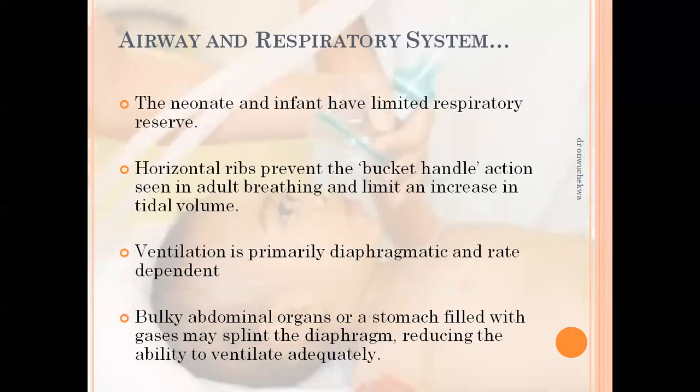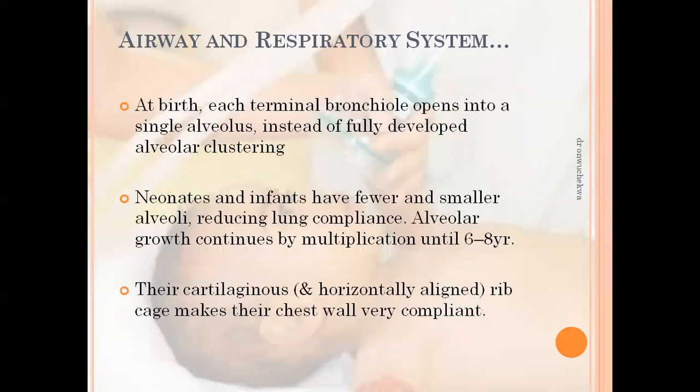So the neonate and infants have limited respiratory reserve. Horizontal ribs prevent the bucket handle action that is seen in the adult and limit the tidal volume. So the ventilation is primarily diaphragmatic and rate dependent. Because of this, there could be diaphragmatic splinting from intra-abdominal tumors or raised intra-abdominal pressure from gas filling the stomach, which would inadvertently affect adequate ventilation in these children.